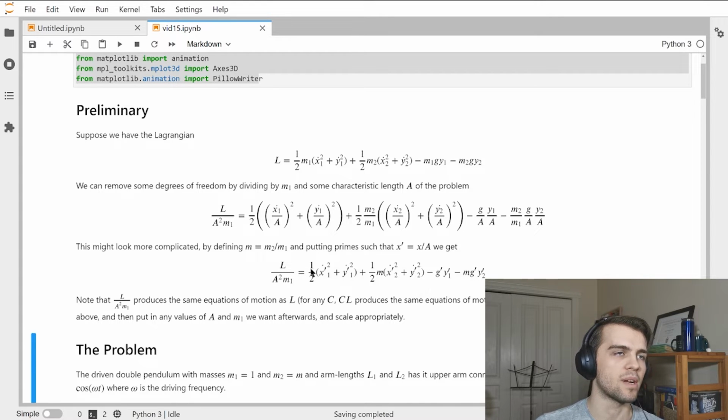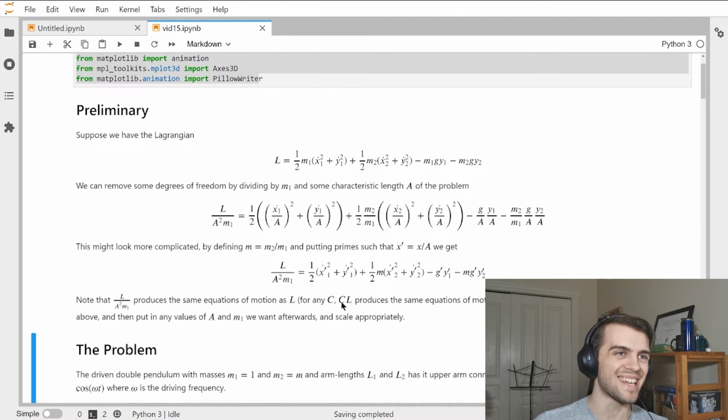L divided by a squared m1 is equal to 1/2. Notice no more m1 here, but I have x1 prime dot squared, y1 prime dot squared, plus 1/2 m. So I've removed this mass here as a degree of freedom. And then I have also removed this mass here, minus g prime, y1 prime, and then this ratio of the masses as well. Now, the key thing to note here is that L divided by a squared m1 produces the same equations of motion as the regular Lagrangian L.